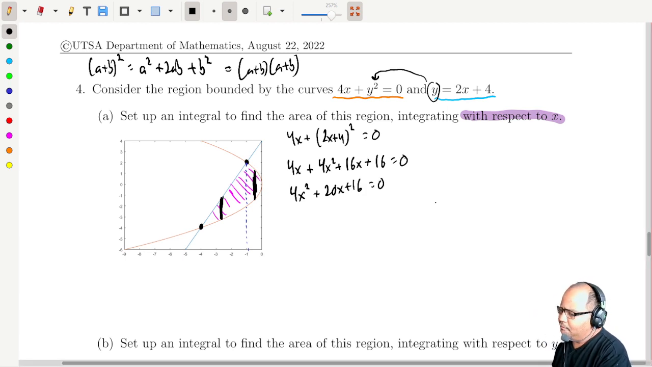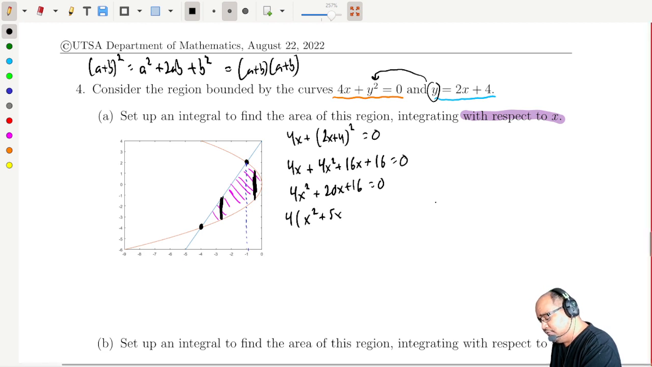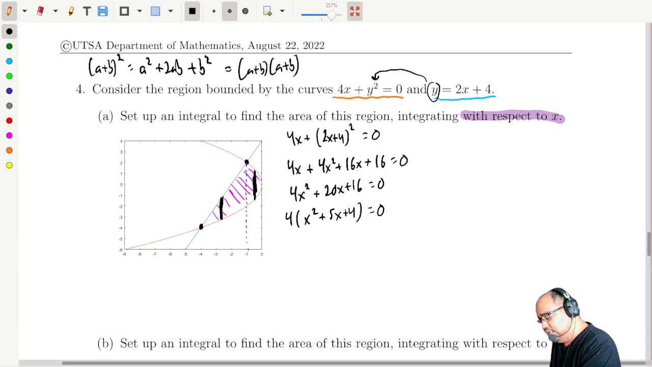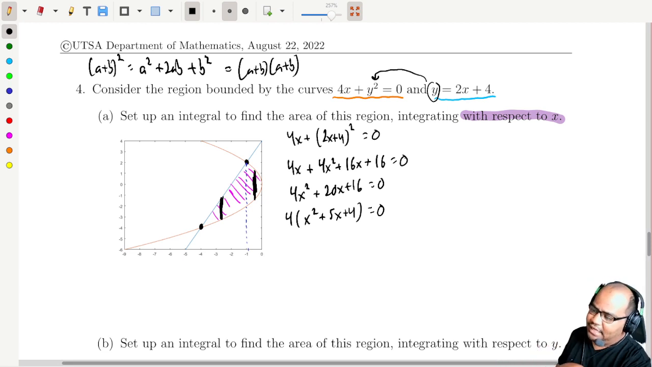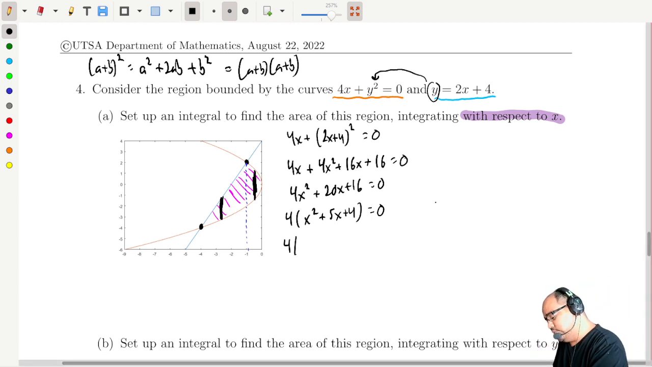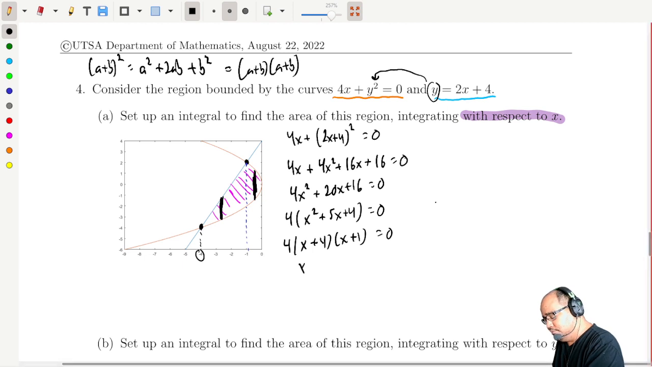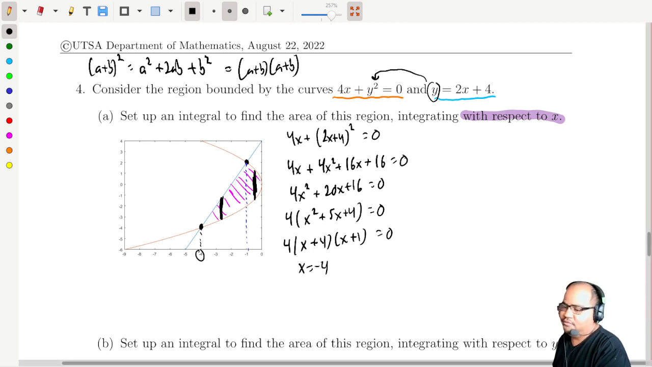And notice that I have a common factor of 4. I have a GCD here. We'll pull out the GCD, and the inside will have x squared plus 5x plus 4 equals 0. And that looks a little easier to work with. I can factor that. Two numbers that multiply to positive 4 and add to positive 5 are 4 and 1. And so our intersection points in the x direction, keyword there, are negative 4 and negative 1. x plus 4 equals 0, so x equals minus 4, and x equals minus 1, as we see in our picture there.